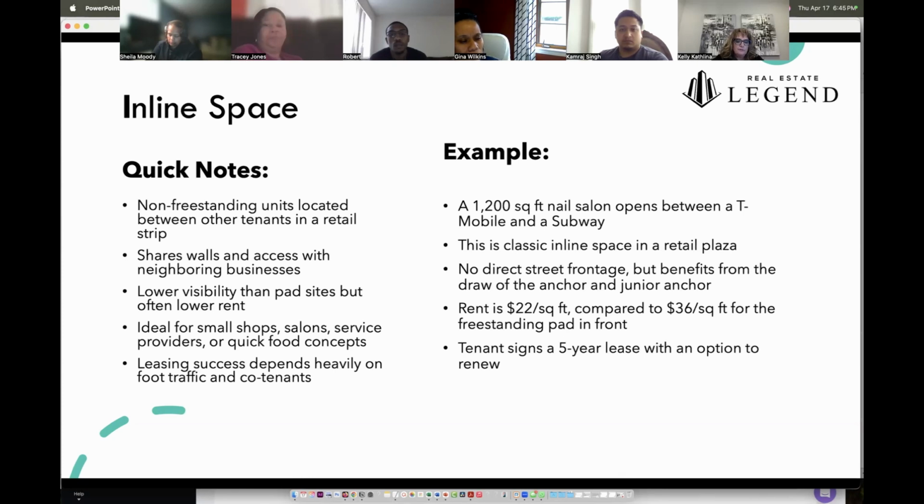Yeah, inside of like a shopping plaza, why not? I mean, that way you get more visibility, you get a lot of foot traffic when people are coming to those other businesses. So that's an inline space.